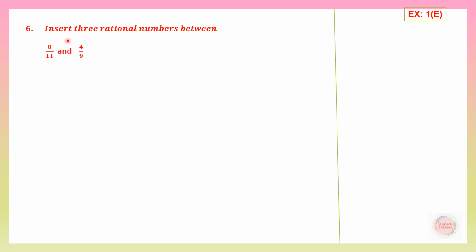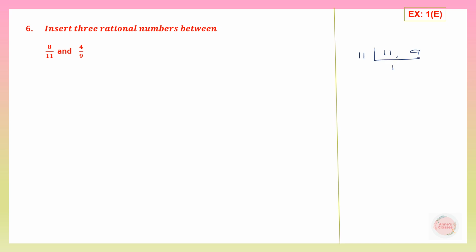Question 6. Insert three rational numbers between these two rational numbers. Now here, let's use a different method. If that is being taught in your school, you can use it. That is the LCM method. So as you can see here, 8 by 11 and 4 by 9, the denominators are different. So we have to find first the LCM of the denominators so that we can make the rational numbers like terms with the same denominator. So let's find the LCM of 11 and 9. So let's begin with 11.